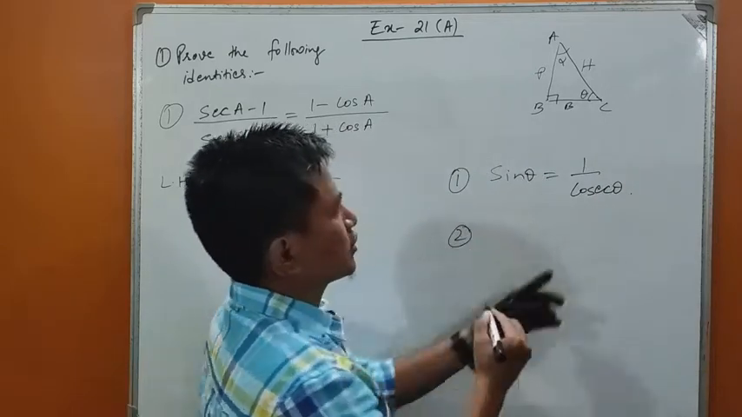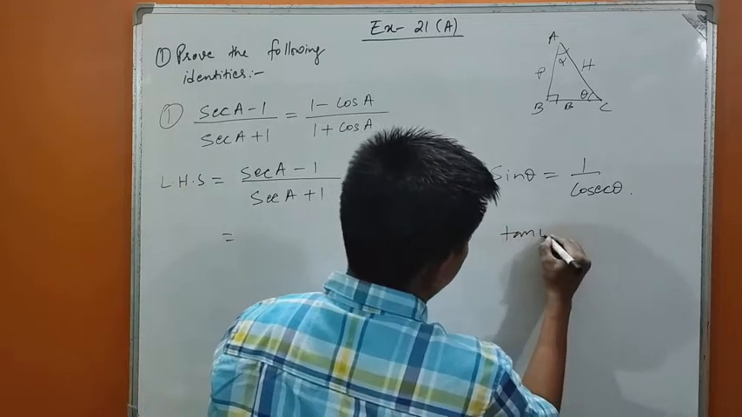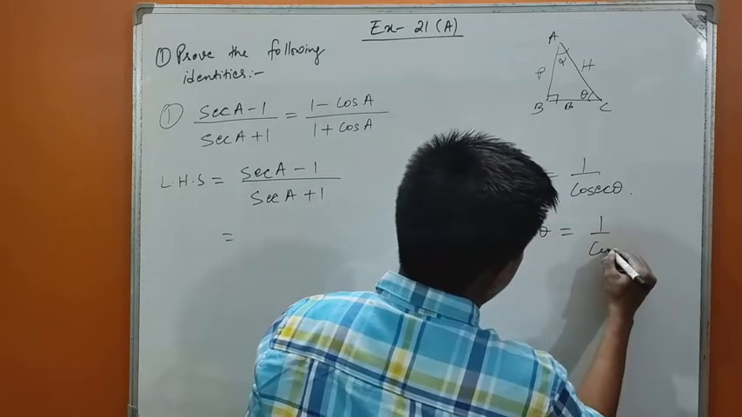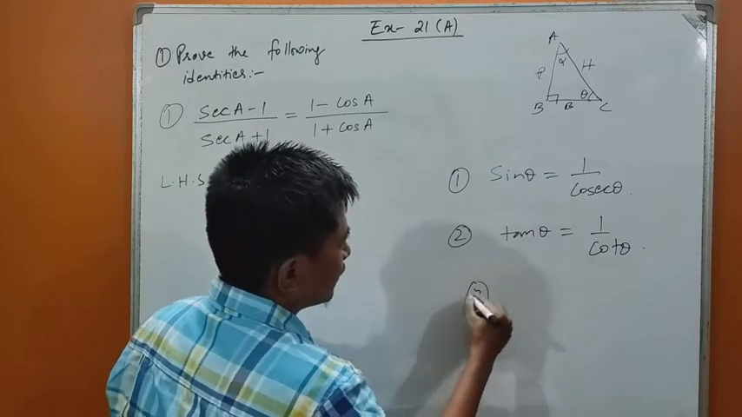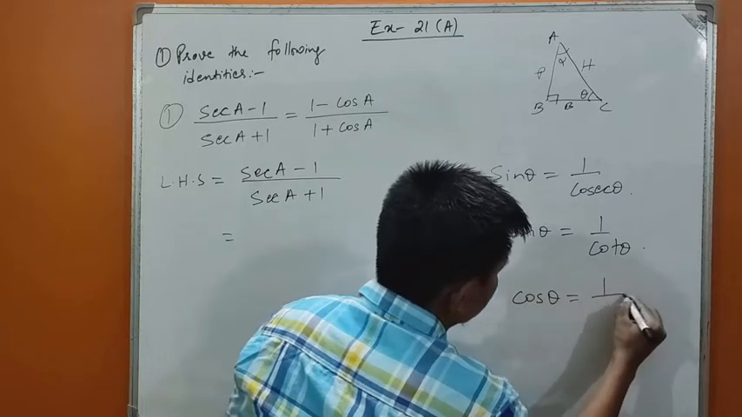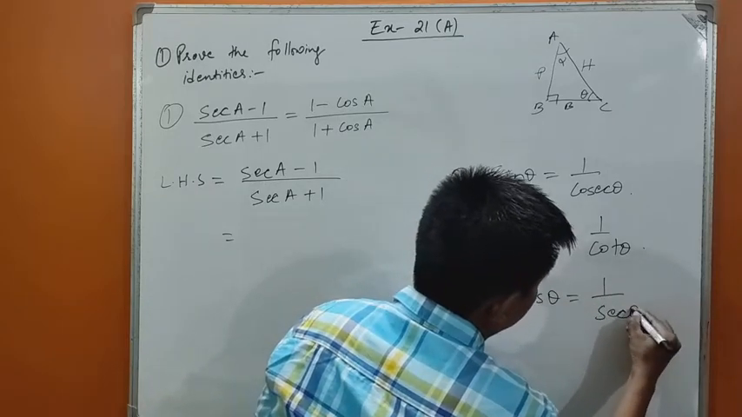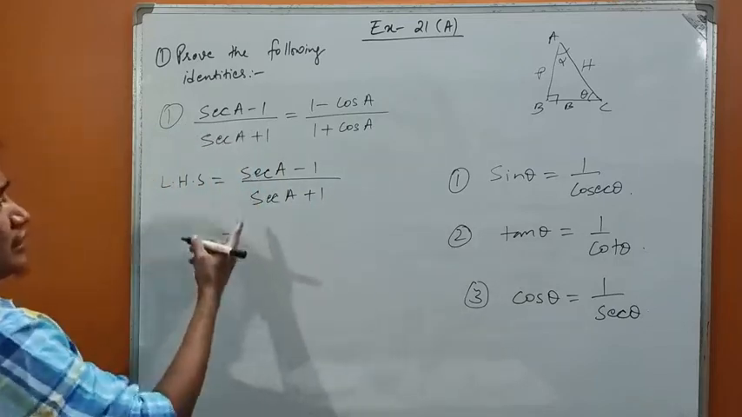Number 2, that means cosec theta equals 1 upon sin theta. Tan theta equals 1 upon cot theta, and cot theta equals 1 upon tan theta. Similarly, cos theta equals 1 upon sec theta, and sec theta equals 1 upon cos theta. Please copy this formula.